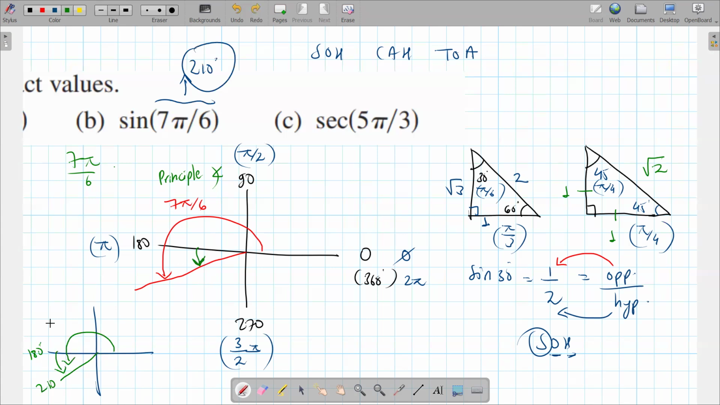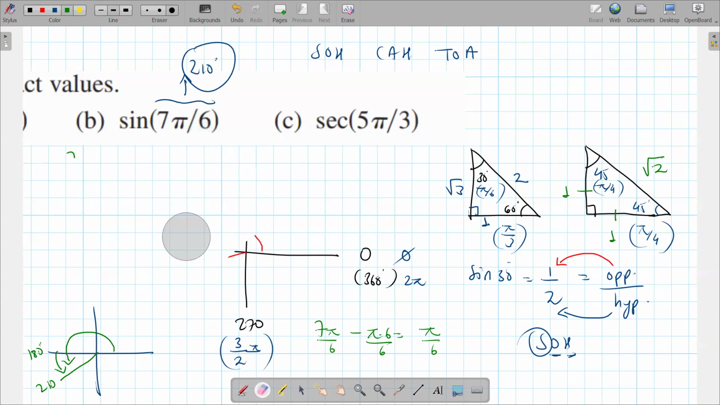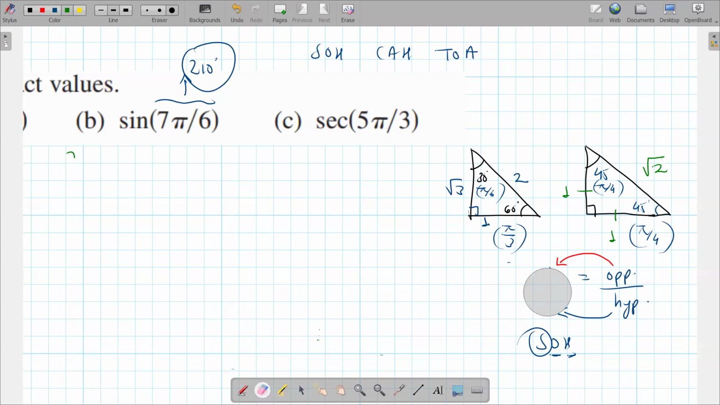So same principle here. But instead of doing 210 minus 180, here we're going to do 7 pi over 6 minus pi. And you will see that when you take the LCD, which is 6, you multiply by 6 on the top and the bottom, and that becomes pi over 6. So your related acute angle is 30 degrees or pi over 6. So that's the first thing you do when you have an angle more than 90 degrees. So now we go back here.